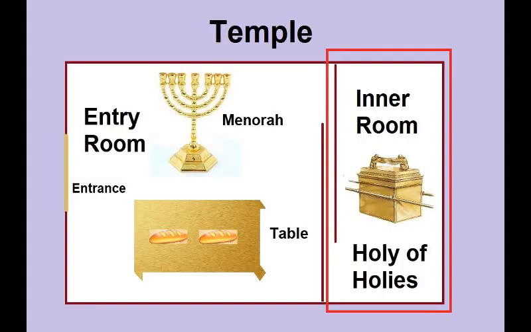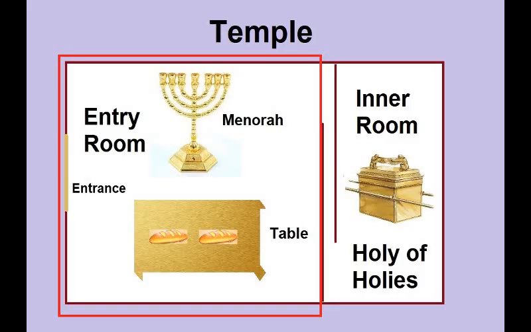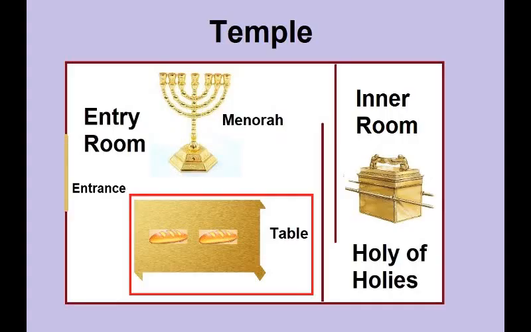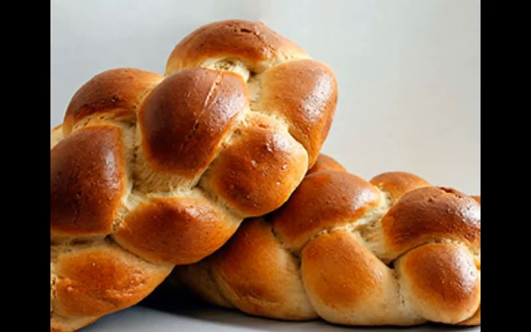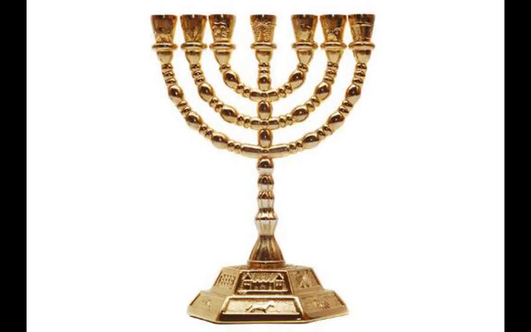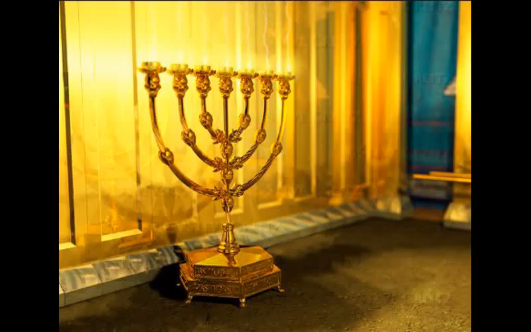The temple had an inner room where the head priest entered one day a year on Yom Kippur. In front of the inner room was an entry room that contained a table and a menorah. Every Friday, fresh bread was placed on the table, and the bread from the previous week was given to the priests to eat. Next to the table was a menorah that had 6 curving arms and a central shaft. On top of each of the menorah's 7 arms were oil lamps that were lit each morning.